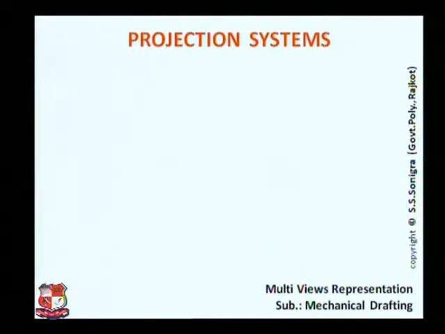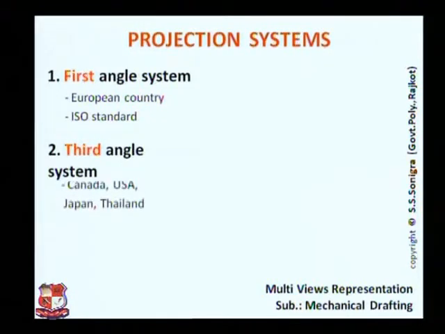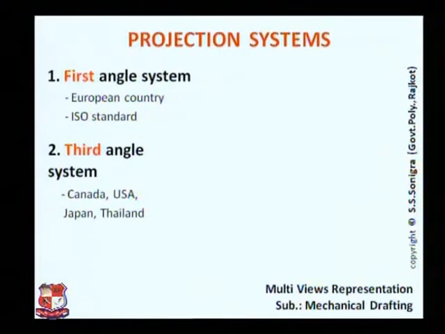And to draw these projections, there are 2 systems which are widely employed. The first is the first angle system, or first angle projection method, which is widely used in European countries and in the ISO standard also. The second method is the third angle system, or third angle projection method, which is nowadays widely used in Canada, USA, Japan, Thailand and some other countries. In India, we are using the first angle system of projection.